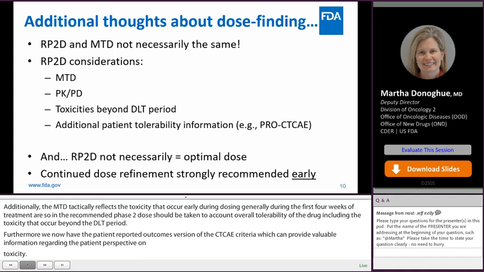The dose you take to the dose expansion phase of a first-in-human clinical trial is known as the recommended phase 2 dose, as we discussed. However, this RP2D is not necessarily the optimal dose of the drug because it is generally based on limited information, and so continued dose exploration and refinement is strongly recommended early during clinical development prior to initiating a trial intended to provide the primary basis to support a marketing application.